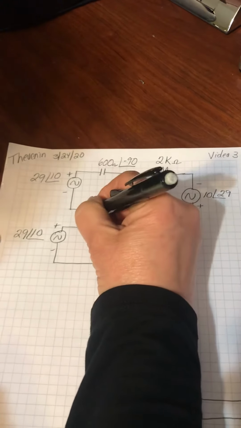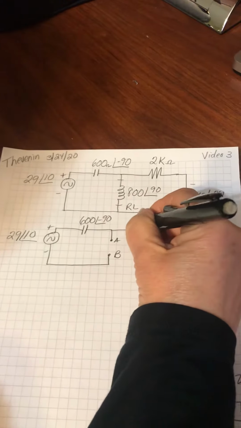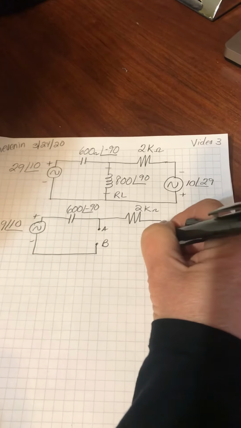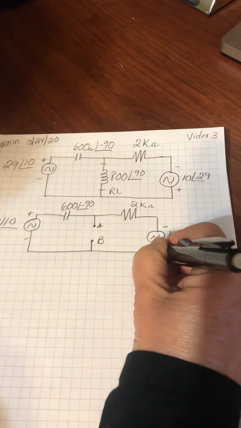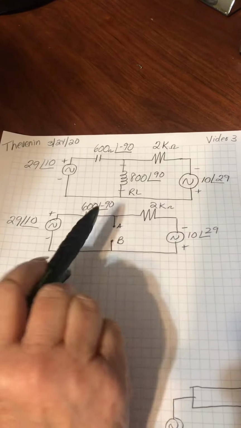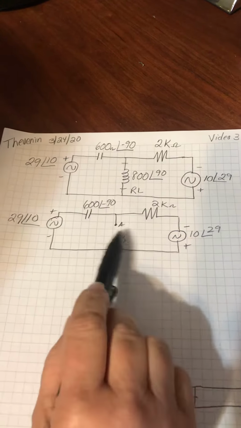B, we have 600 at an angle of negative 90 here, we have 2K here, and then we have negative plus 10 at an angle of 29. Okay, so basically you just have a regular series circuit, but you need to get the voltage from A to B, which is VTH. So you could start here and go this way, or you could start here and go this way. The first thing we need to do is get E total.